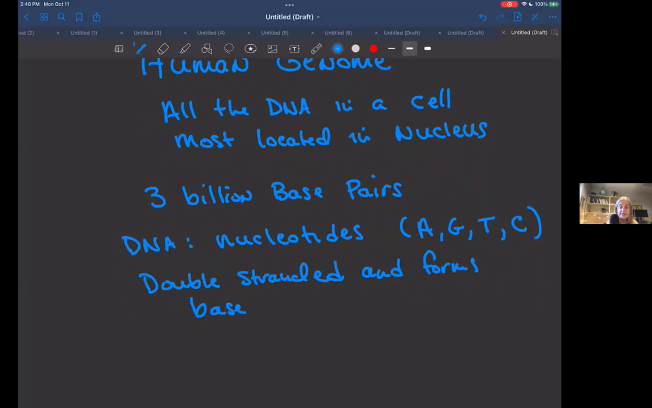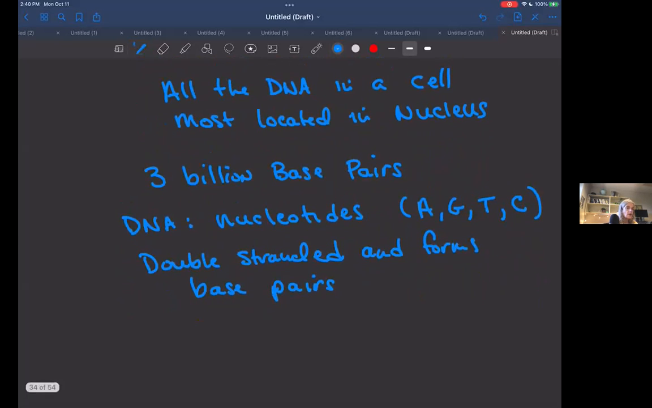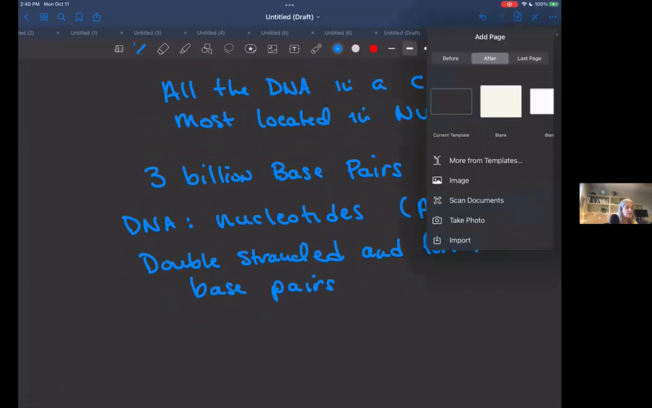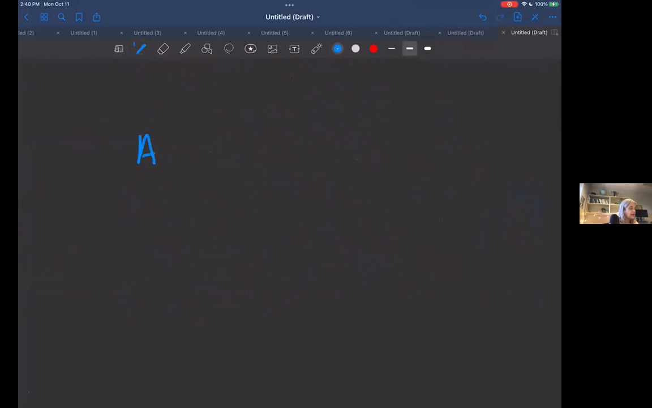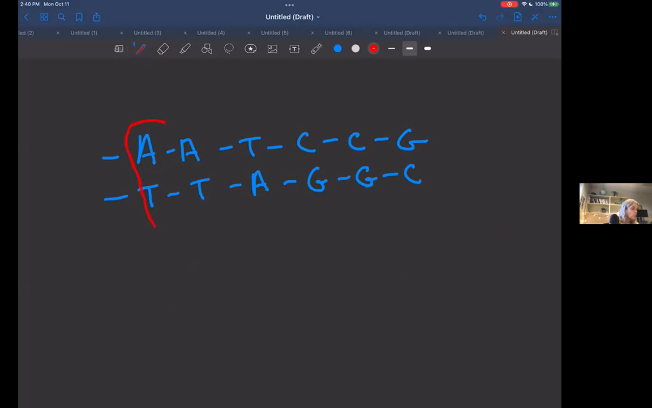So the A, G, T, and C are actually the bases. So when we look at a sequence, we could write it like this. This is one strand. The other strand, the A's always pair up with T. The T's pair up with A. This is called Chargaff's rule, which we'll talk about in more detail. But I just wanted to show you what a base pair is. So this would be one base pair.